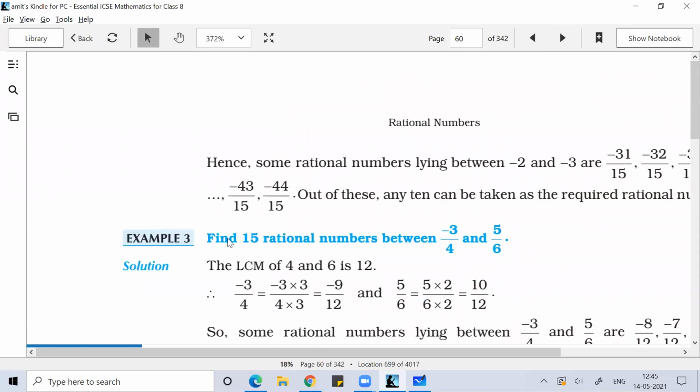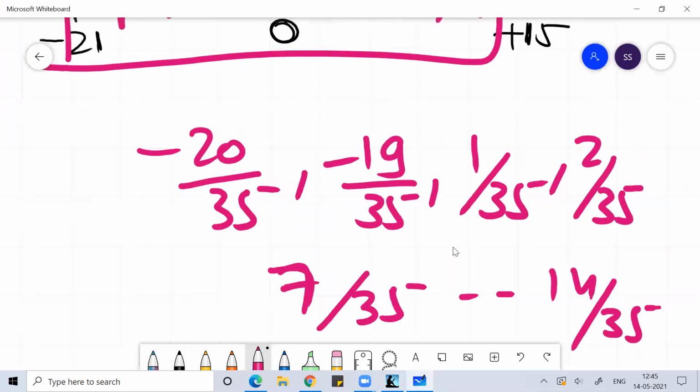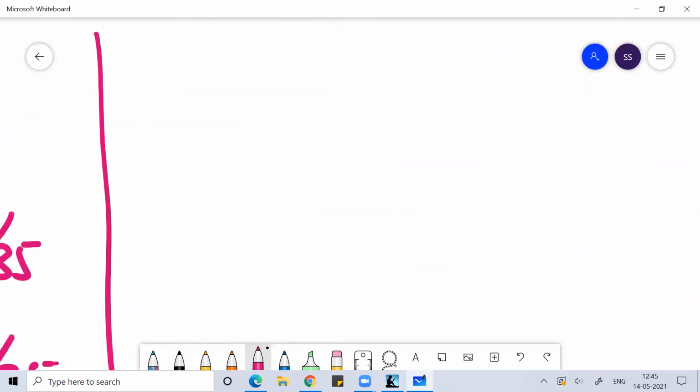So now how will you do this? Find 15 rational numbers between minus 3 by 4 and 5 by 6. I'll take the denominator, which is 24. The denominator LCM is not 24, Tanish. Between 4 and 6, 12 is the LCM. So yes, make the denominator equal first, Tanish. Always make the denominator equal.